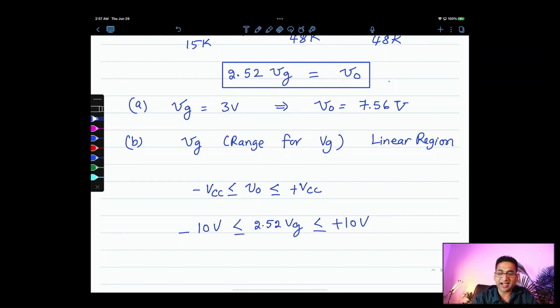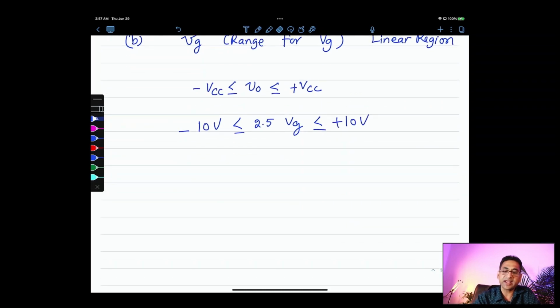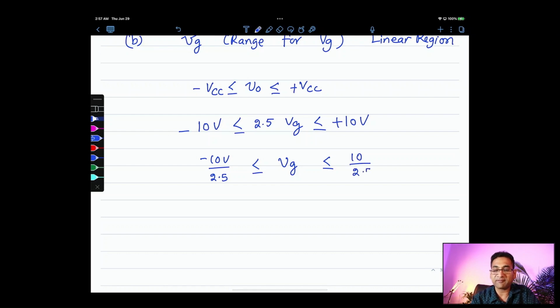Matter of fact, I'm a bit lazy. I'm just going to simplify my equations by dropping that 0.02 term, so the division becomes straightforward. Negative 10 volts over 2.5 is less than or equal to Vg, in turn less than or equal to 10 over 2.5. All I've done is divide all the terms by 2.5. So it turns out that Vg should be greater than or equal to negative 4 volts and less than or equal to positive 4 volts.